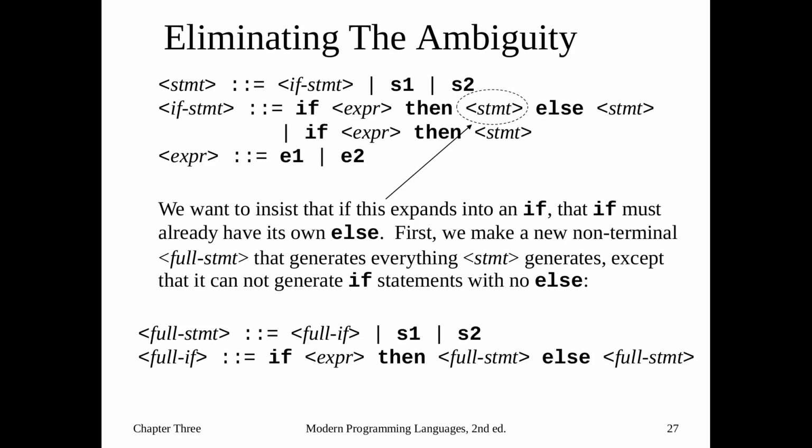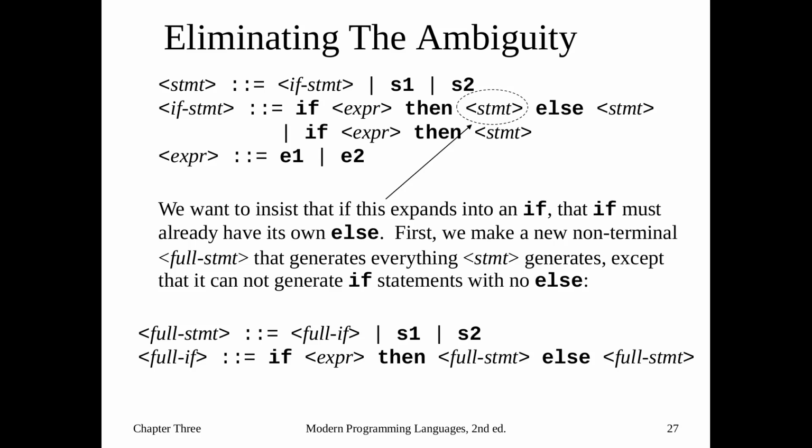So we're saying that if it expands into an if, the statement that's highlighted, then that if must already have its own else. First, we're going to make a non-terminal, full statement. This is how we're going to fix this whole thing. The full statement generates everything a statement generates, except it cannot generate an if with no else. So basically, we're saying that the inner if must have an else.